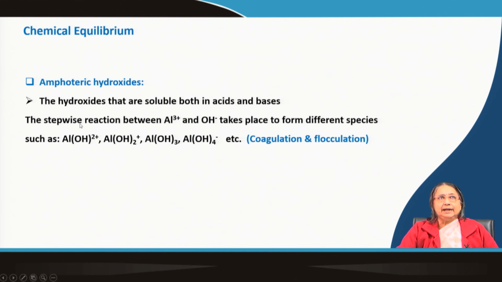Here you can see that amphoteric hydroxides like aluminum hydroxide or iron hydroxide, depending on pH, can form different complexes, aqua complexes or hydroxide complexes. This has been used in coagulation flocculation when we use alum, and these are in equilibrium, and depending on pH they are present in different concentrations. This is also applicable for removing turbidity. So, this is also an example of chemical equilibrium.